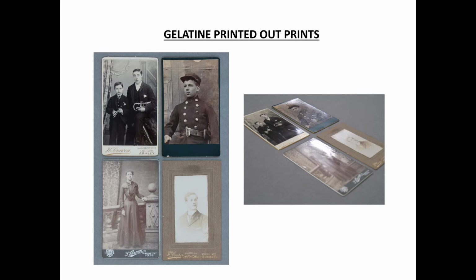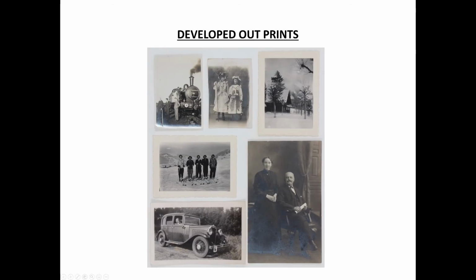So printed out print processes were the dominant processes of the 19th century. Now we come on to the developed out prints, and all developed out prints have a gelatin emulsion and are essentially one process, and they nearly all have a baryta layer. By 1905 the sales of developed out prints were greater than those of printed out prints, because they usually relied on artificial light, which was more predictable, and the exposure times were much shorter, so the whole process was more controllable.